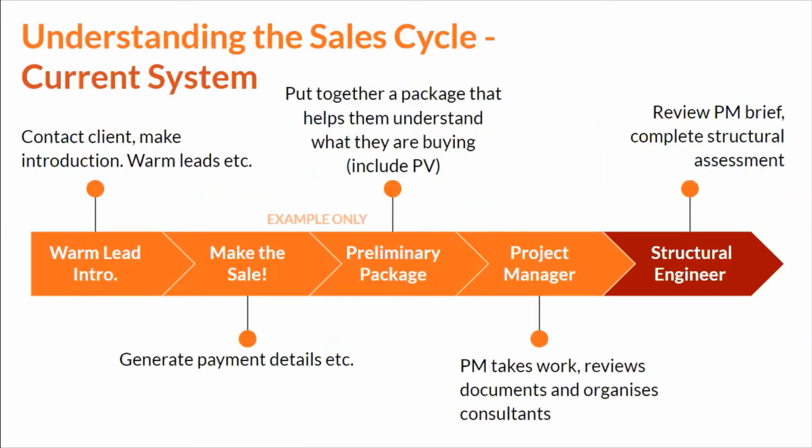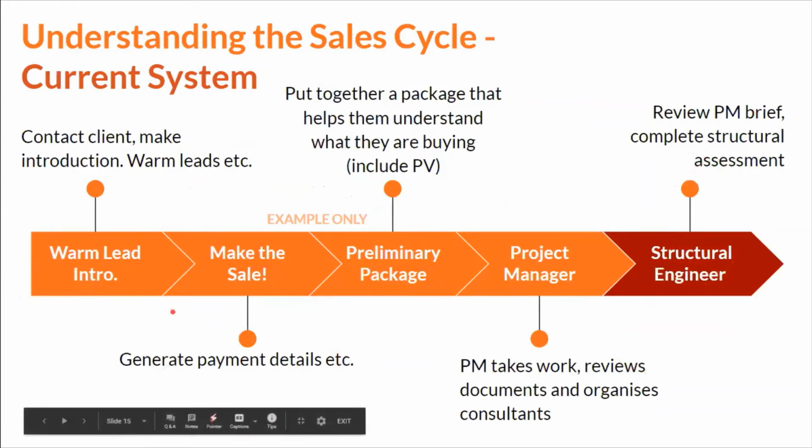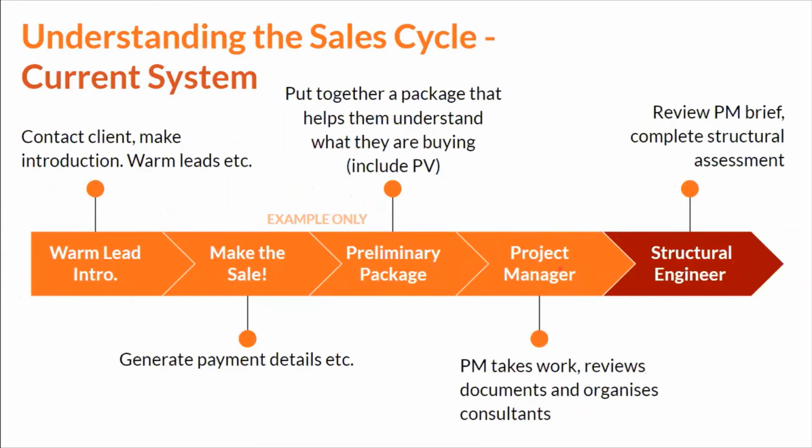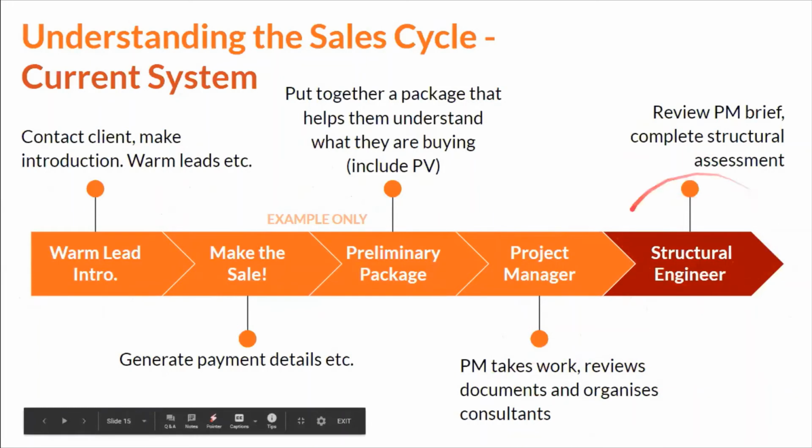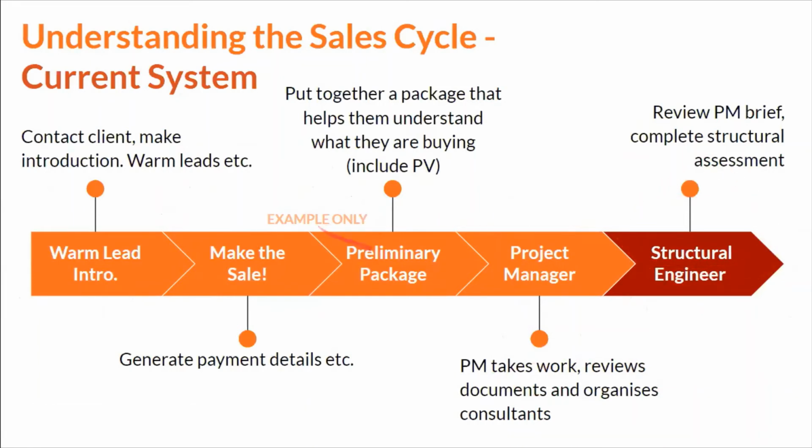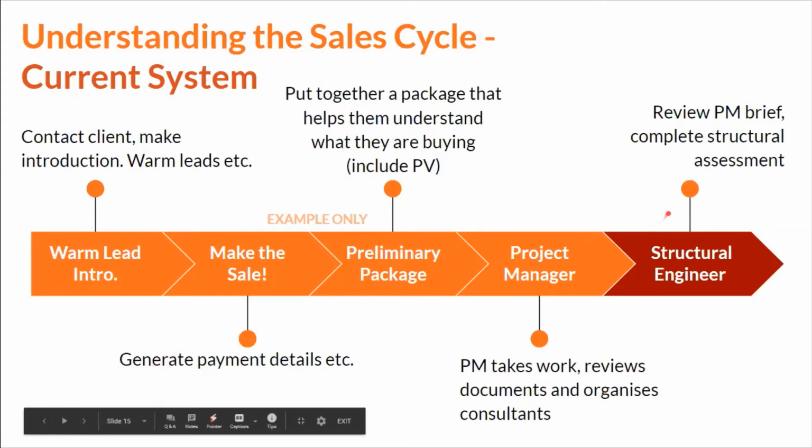Now, this is the current sales cycle that most companies have. And I'm not going to go into the details of the actual internal sales. I'm sure these are a lot more complex and detailed than I'm making it out to be. The main reason I want to bring this up is because of where we sit in the process, right? So you have your warm leads and you make it into a sale, you generate a preliminary package, you give that preliminary package to a project manager. Project manager reviews all the works and gives it to the structural engineers. Now, although that is working and it definitely is being successful for all your companies, what we want to move towards for most companies is the next step, which is bringing us in earlier into the cycle, right?